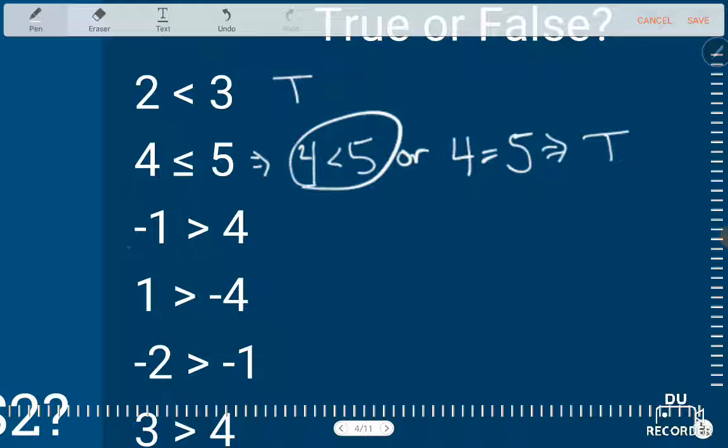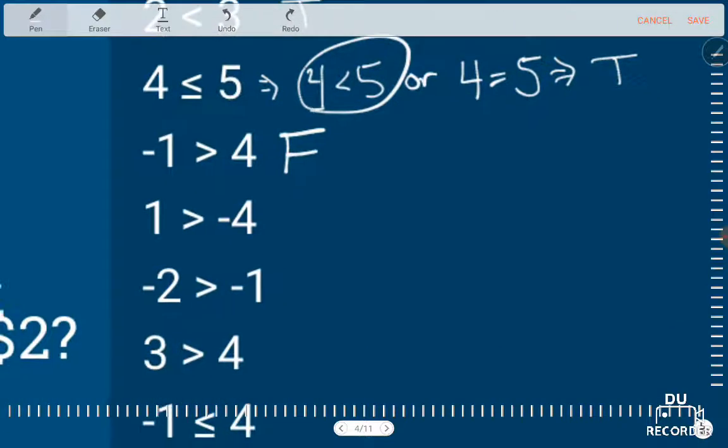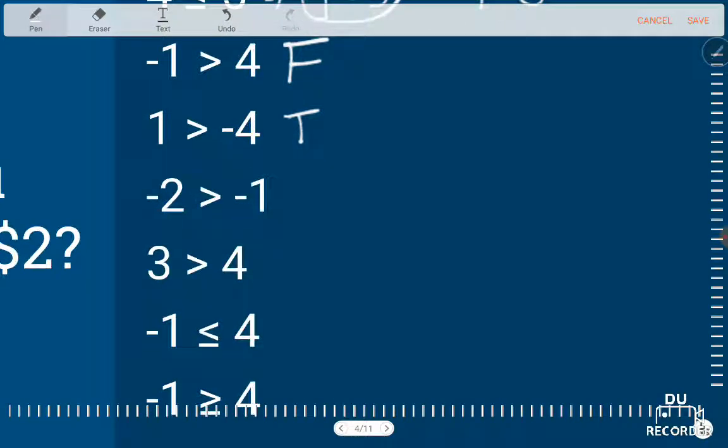Okay. -1 bigger than 4 is not going to happen. That's going to be false because a negative is not going to be bigger than a positive. Okay, 1 bigger than -4 is true. Positive is bigger than a negative. -2 greater than -1 is not true, right? The -2 is more negative, so this is a smaller value. Okay, so that is false. It should be less than. 3 is greater than 4 is false.